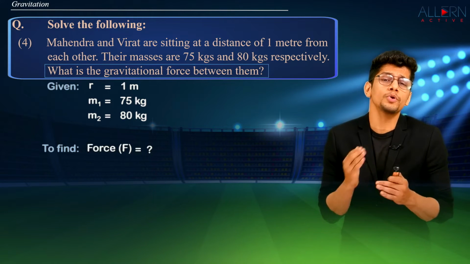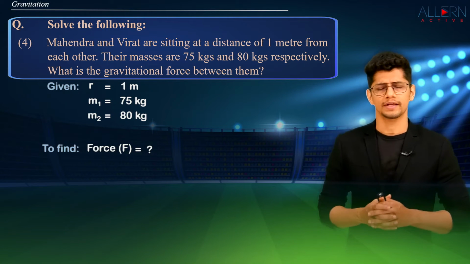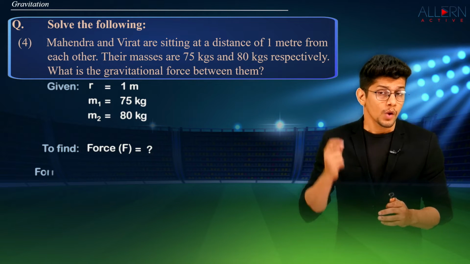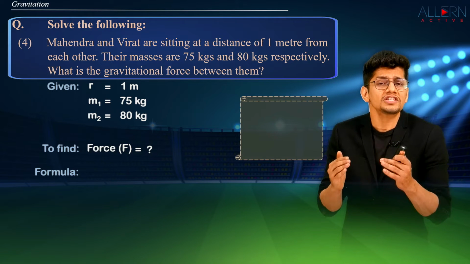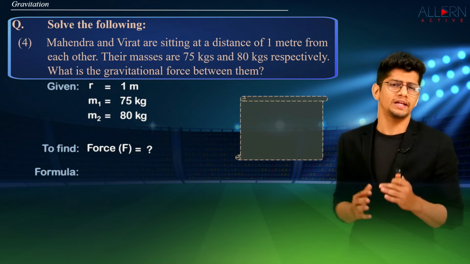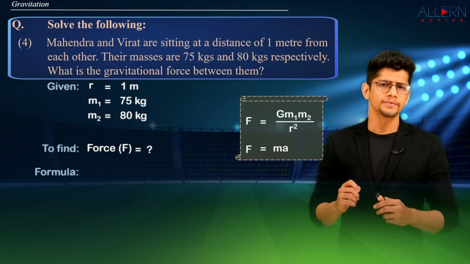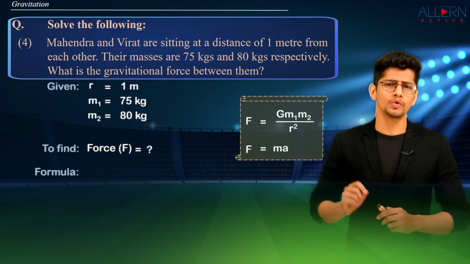Now we are supposed to choose which formula we should use in this particular numerical. Now, let's think. What are we supposed to find? We are supposed to find the value of capital F. That means in this chapter, we have two formulae for capital F. This is how you'll think. How many formulae do we have? We have two formulae, right? So, F is equal to capital G, M1, M2 upon R square, and F is equal to MA.